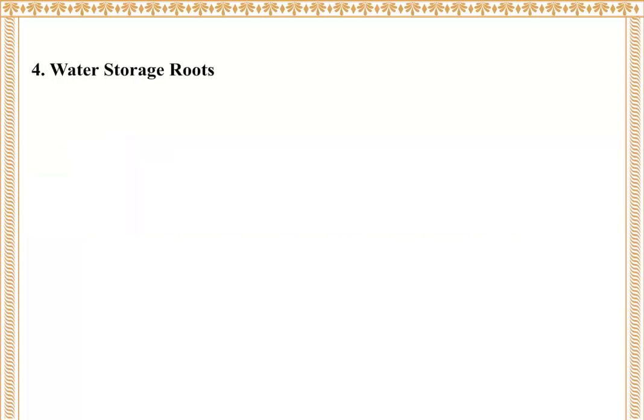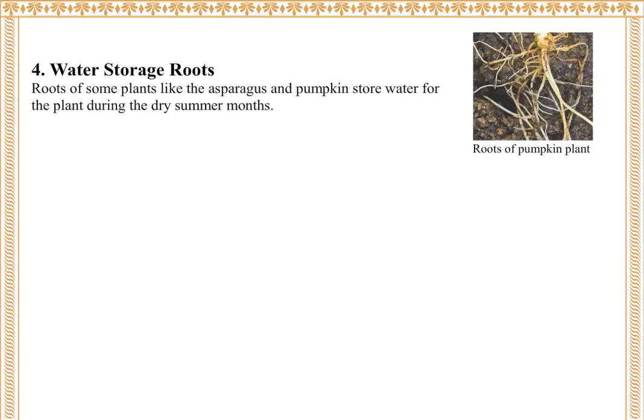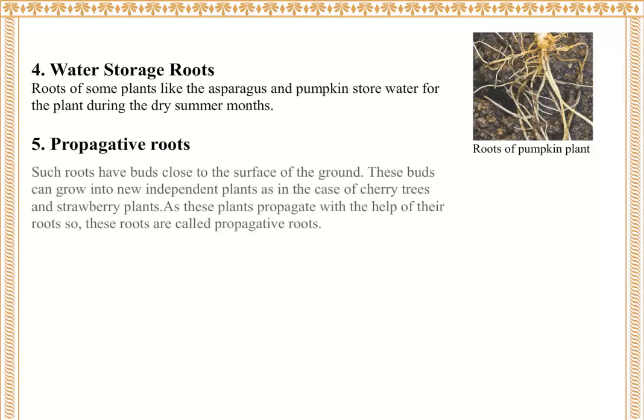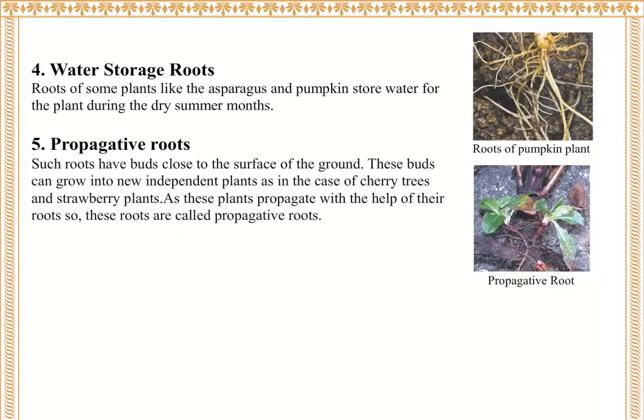4. Water storage roots. Roots of some plants like the asparagus and pumpkin store water for the plant during the dry summer months. 5. Propagative roots. Such roots have buds close to the surface of the ground. These buds can grow into new independent plants, as in the case of cherry trees and strawberry plants. As these plants propagate with the help of their roots, these roots are called propagative roots.